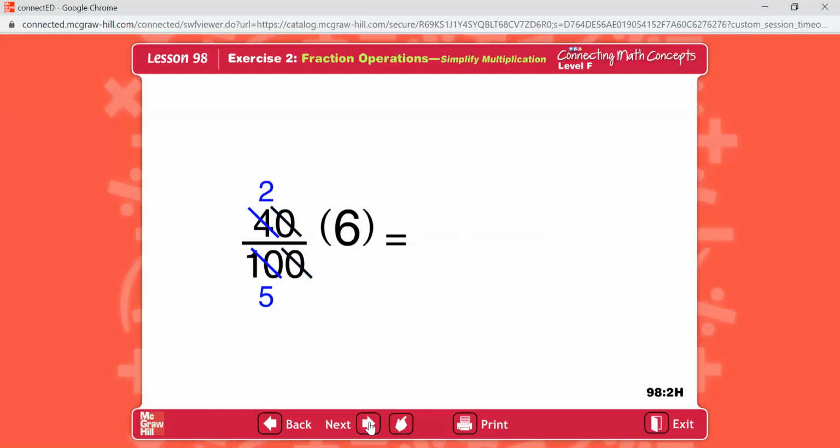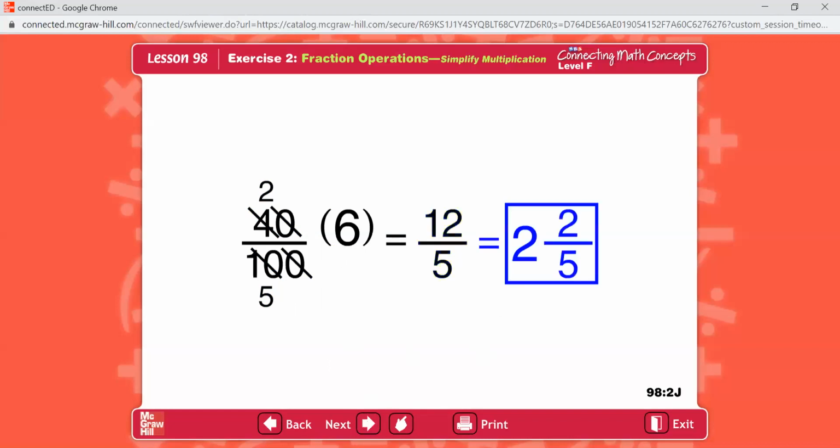And what's 2 times 6? 2 times 6 equals 12. 5 times 1, which would be the number underneath the 6, is 5. So our fraction is 12/5. This number can also be simplified. It's a top-heavy fraction, so it can be a mixed number. 2 2/5.